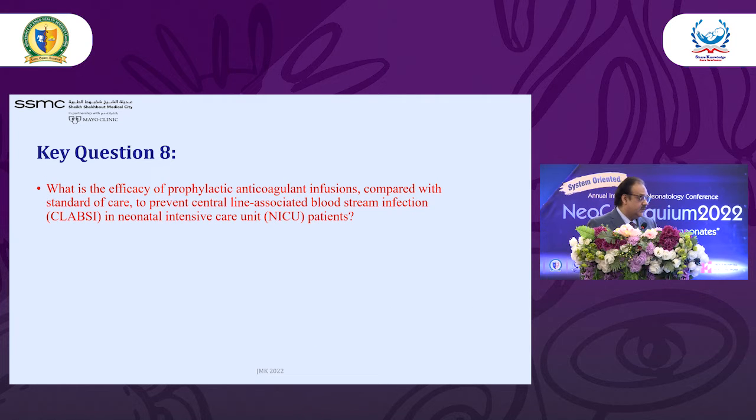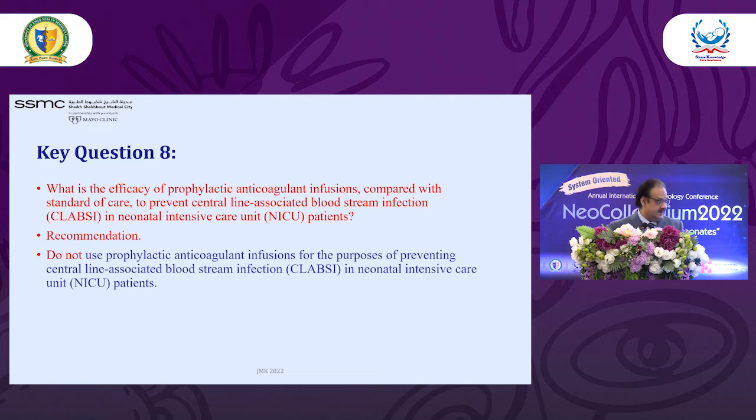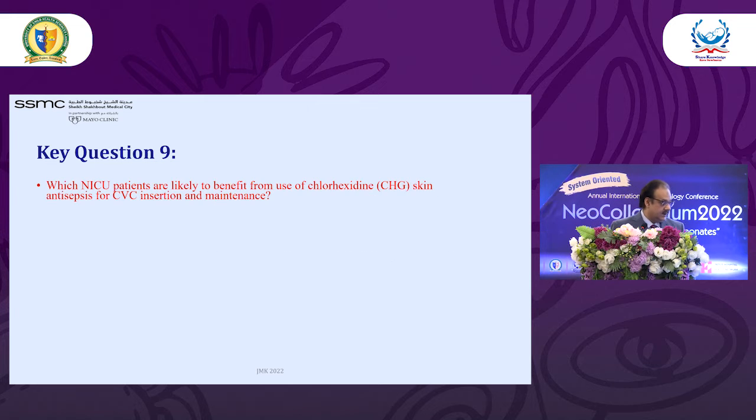What is the efficacy of prophylactic anticoagulant? So this is the old theory. Before, they were giving the anticoagulants also, but now we are not using it as a standard of practice, and we don't use the prophylactic anticoagulants.